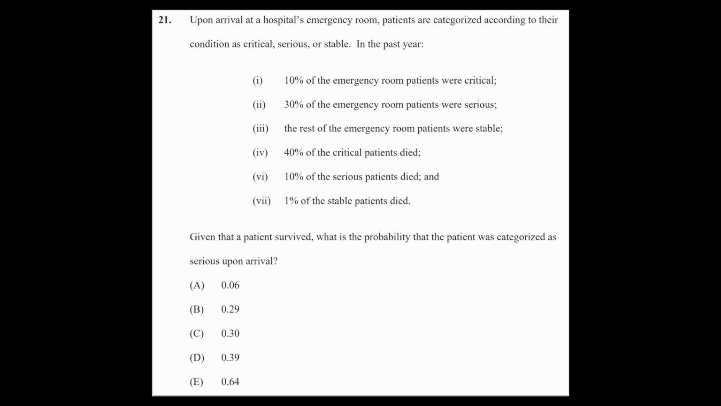Let's go over number 21 of the practice problems released by the SOA for exam P. So this is another Bayes theorem question, and so this should be pretty simple. So let's dive on in.